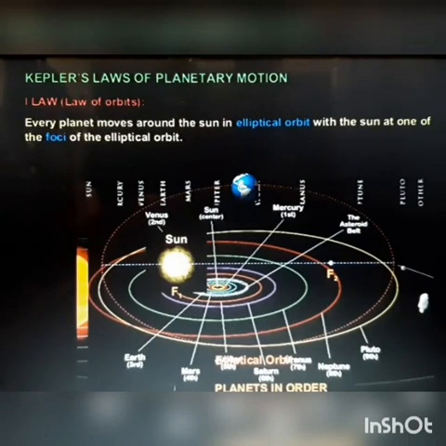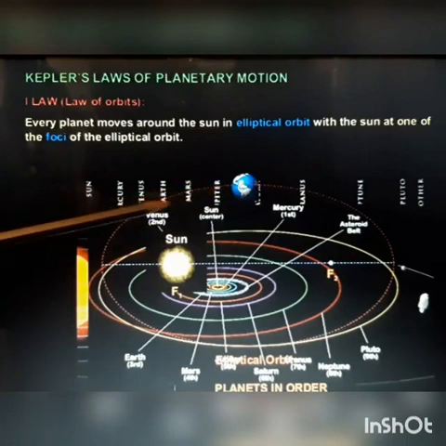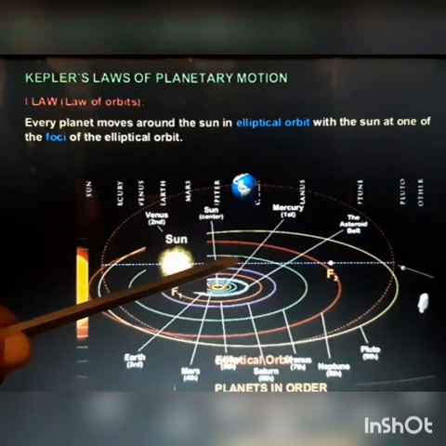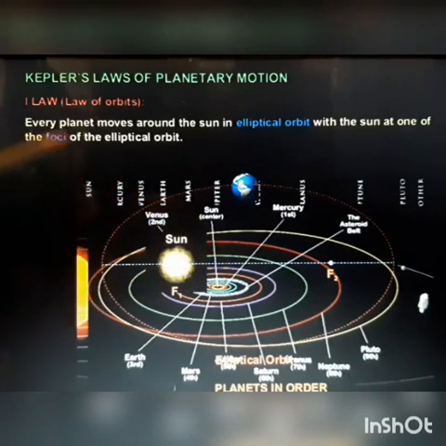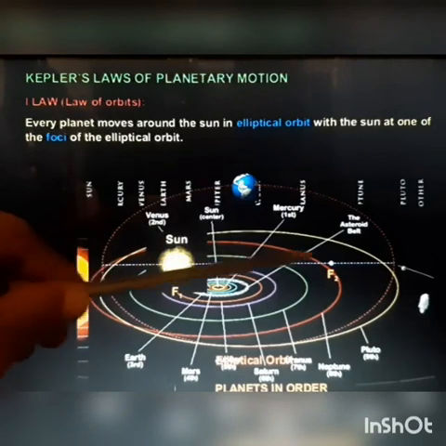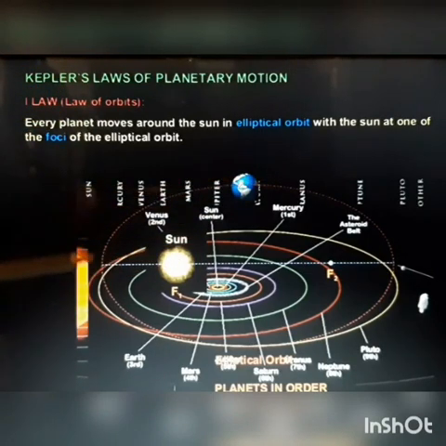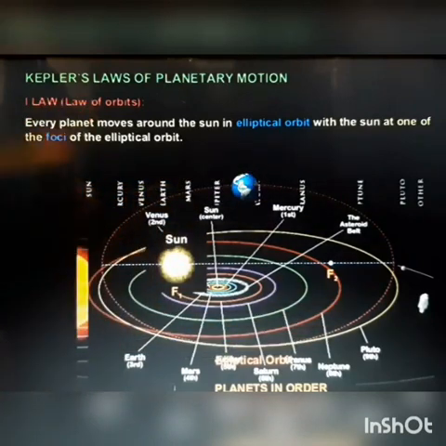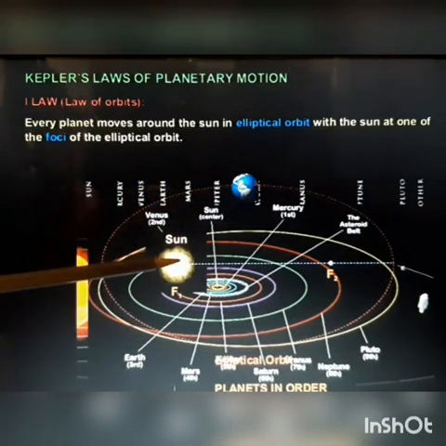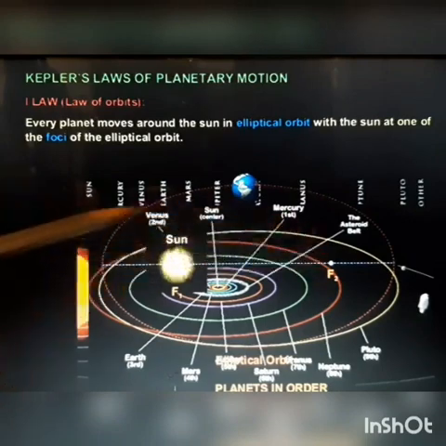Now, what is an elliptical orbit? An ellipse is a geometrical figure which looks like this. It is not a circle and hence it does not have a center. So, in case of an ellipse, we consider these 2 points F1 and F2 as the foci, and it is considered by Kepler that planets will move around the sun in an elliptical orbit with the sun at either F1 or at F2.